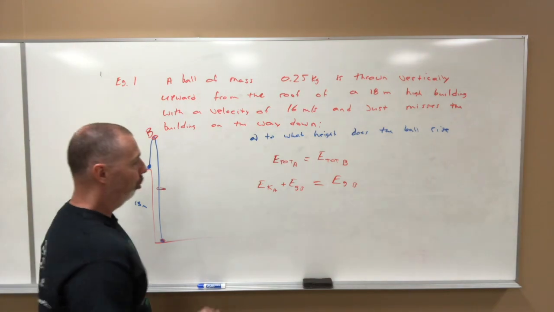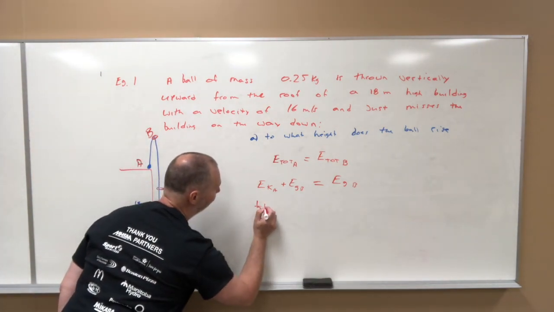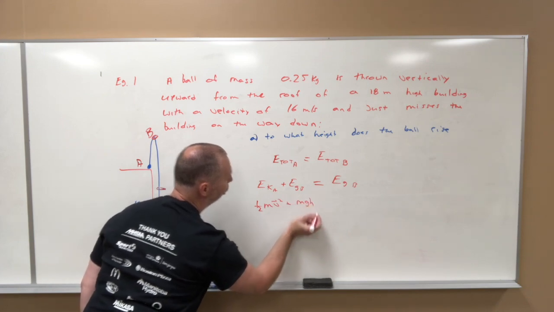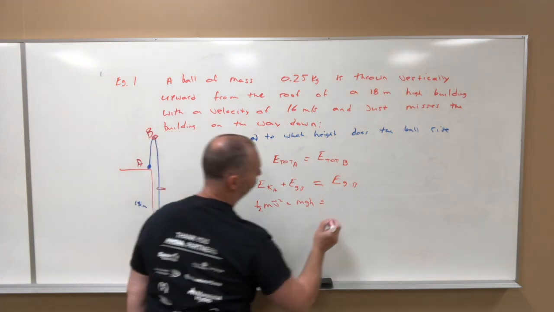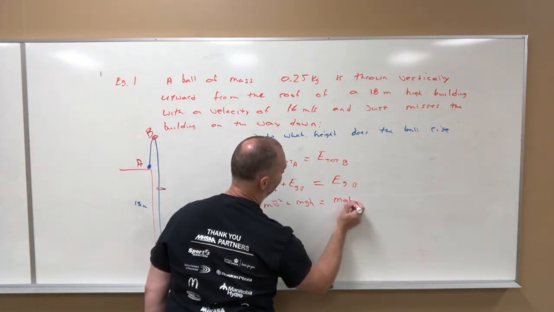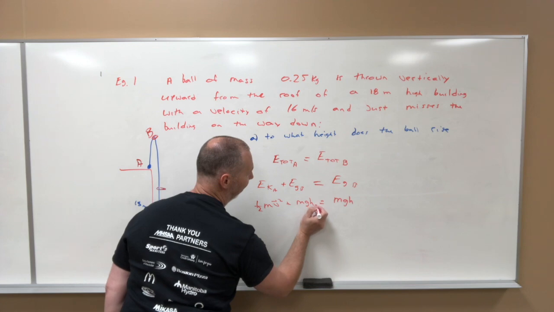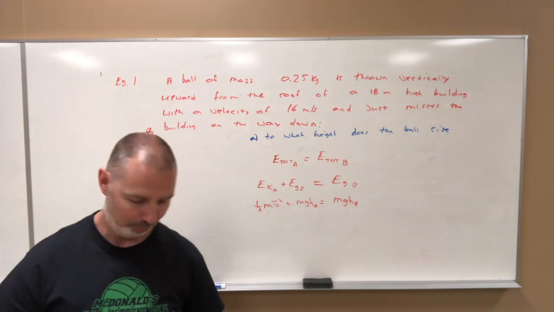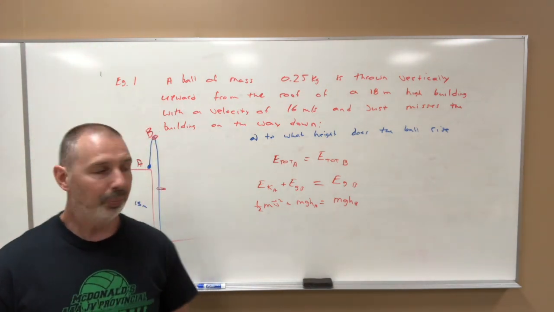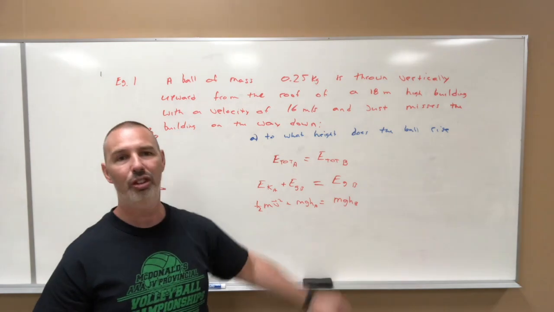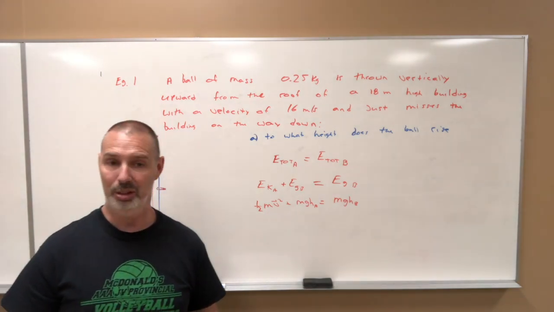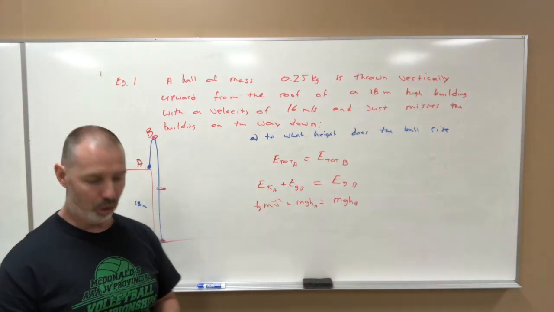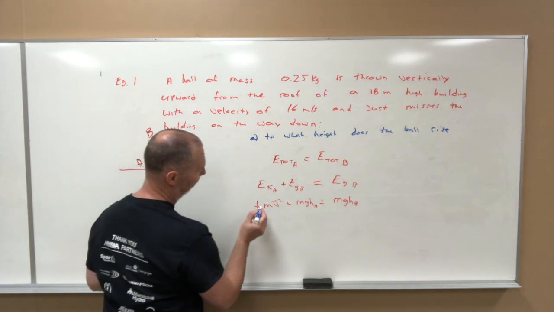And now if we just fill in our formulas, we'll have 1/2 mv² plus mgh equals mgh. Now this is the height at A, this is the height at B. It's important to remember that those two h's are not the same. But what you will notice is that there's a mass in each of the three terms, and that mass is the same. It's the same ball, mass 0.25 kilograms, and so we really don't need the mass of this ball. So we can cancel out the mass.